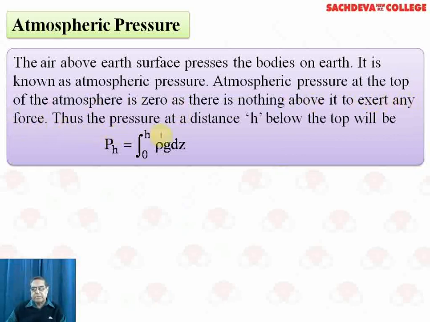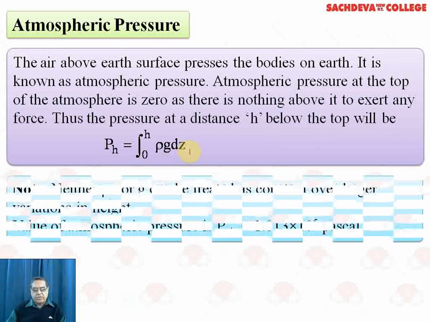Thus the pressure at distance h below the top will be p = ∫ rho g dz from limit 0 to h. Now rho g will be taken out of the sign of integration, and we integrate 1 dz, which is found to be z, and for z we compute the value from 0 to h. So it will become h minus 0, and the function becomes rho gh.